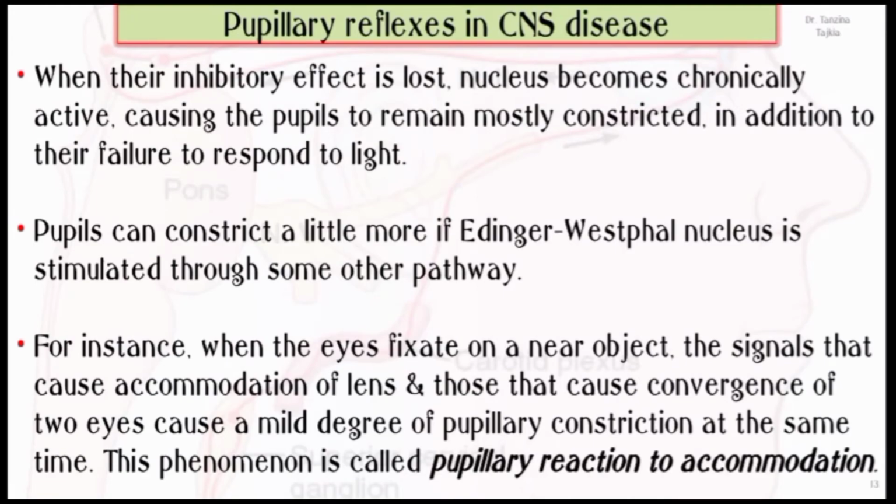The final nerve fibers in the pathway through the pretectal area to the Edinger-Westphal nucleus are mostly of the inhibitory type. When their inhibitory effect is lost, the nucleus becomes chronically active, which causes the pupil to remain mostly constricted, in addition to its failure to respond to light. The pupil can constrict a little more if the Edinger-Westphal nucleus is stimulated through some other pathways. For instance, when the eyes are fixed on a near object, the signals that cause accommodation of the lens and those that cause convergence of the two eyes cause a mild degree of pupillary constriction at the same time. This phenomenon is called the pupillary reaction of accommodation.